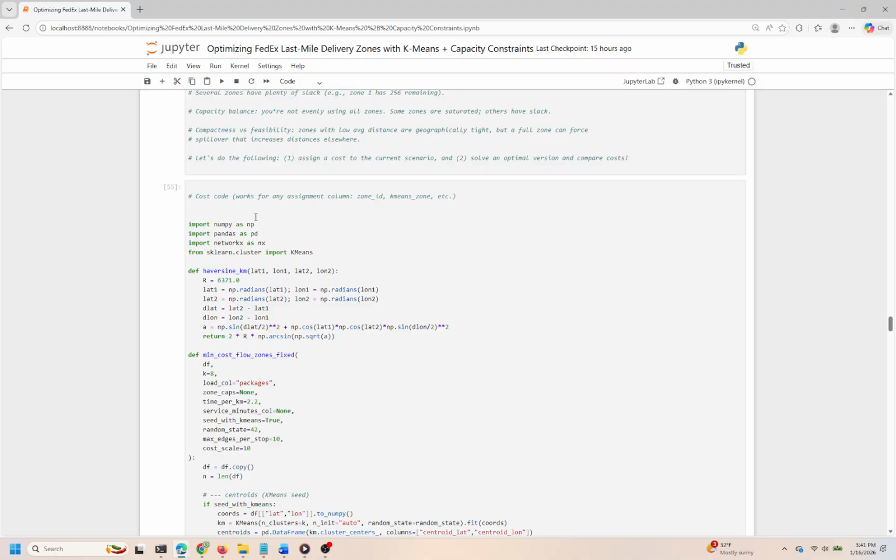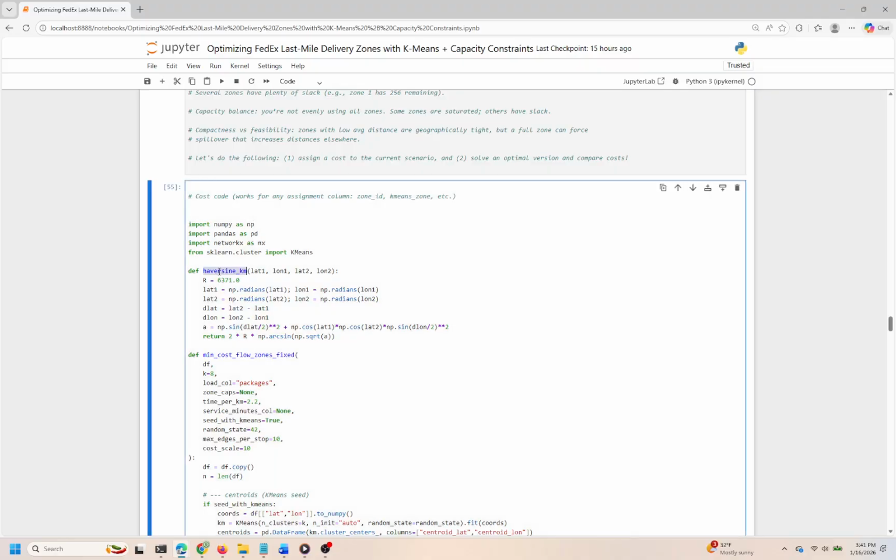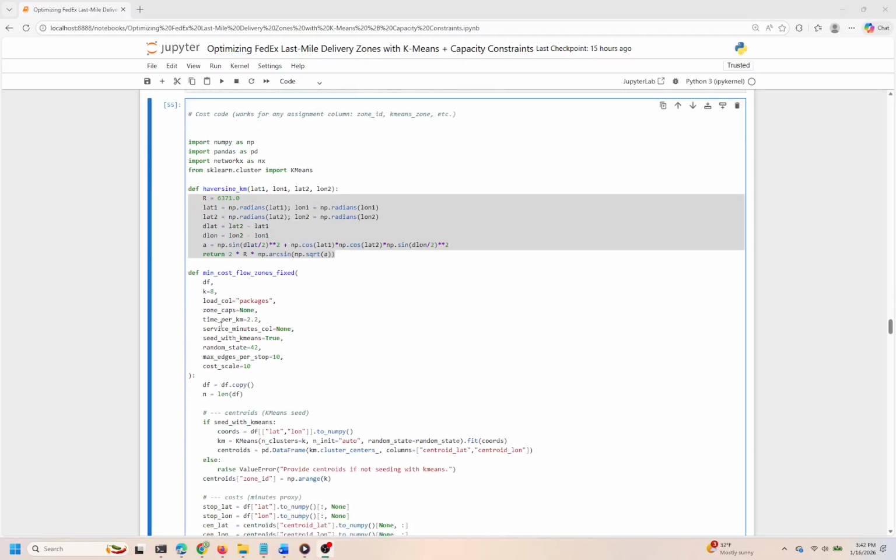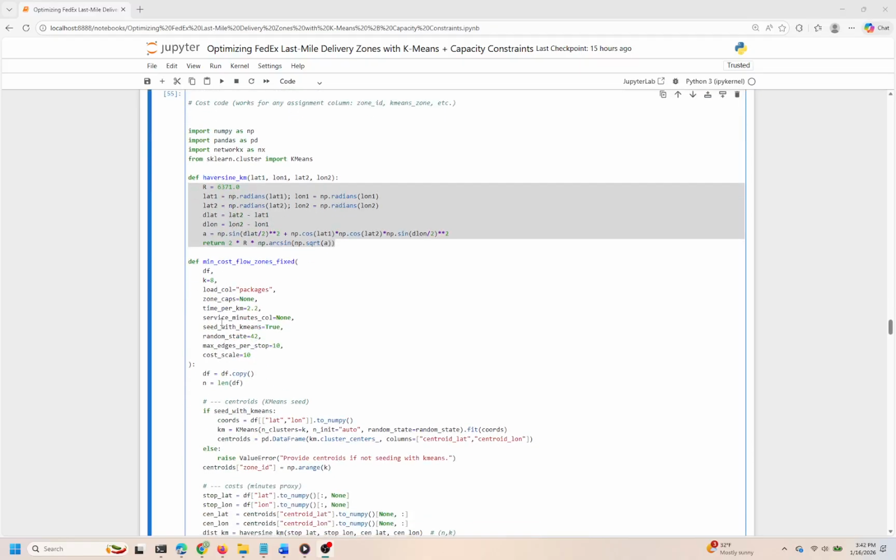The Haversine formula plays a crucial role in calculating distances between each stop and its assigned zone centroid, transforming this geographical data into a format suitable for optimization. The core logic pivots around building a directed graph to represent the relationship between stops and zones. The function sets up nodes for the source and sink, where the source represents total demand and the sink stands for the capacity of each delivery zone.